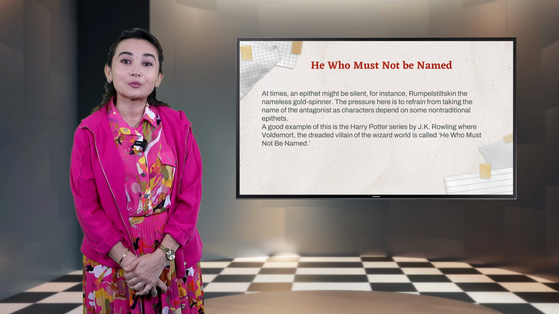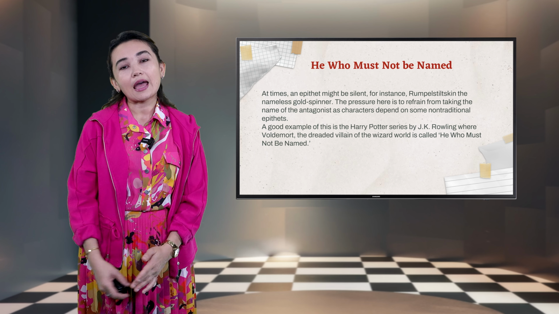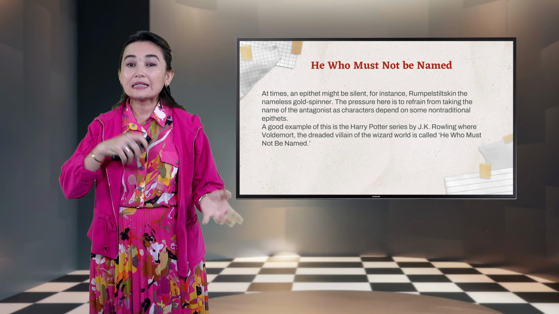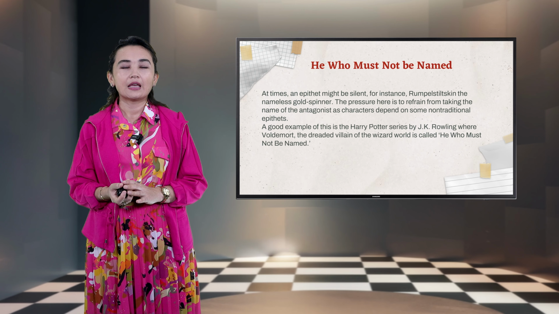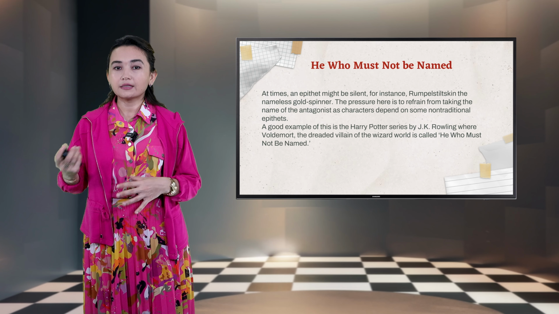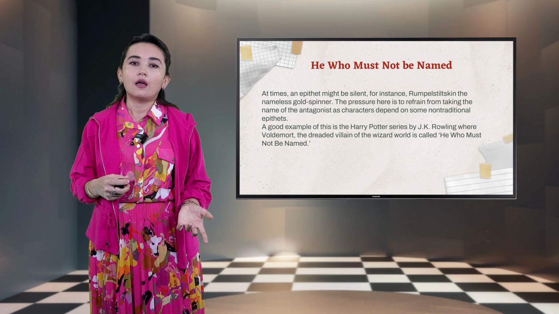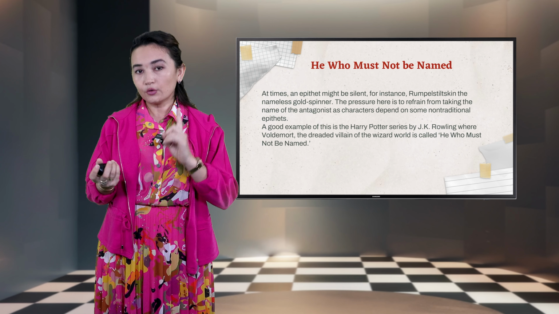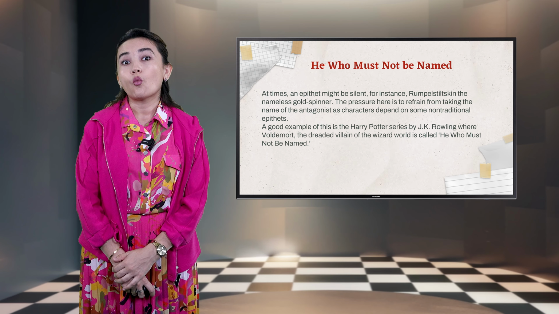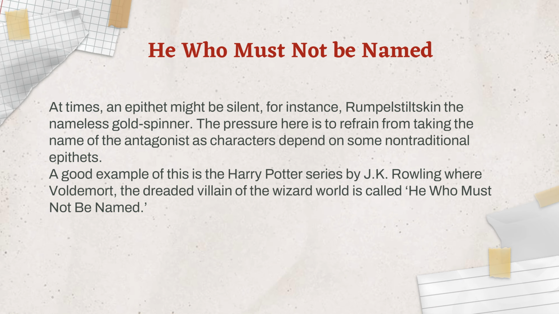He who must not be named. At times, an epithet might be silent. For instance, Rumpelstiltskin, the nameless gold spinner. The pressure here is to refrain from taking the name of the antagonist, as characters depend on some non-traditional epithets. A good example of this is the Harry Potter series by J.K. Rowling, where Voldemort, the dreaded villain of the wizarding world, is called he who must not be named.